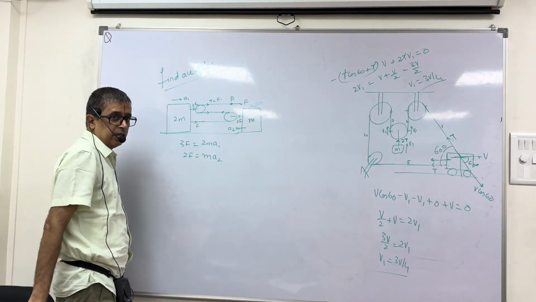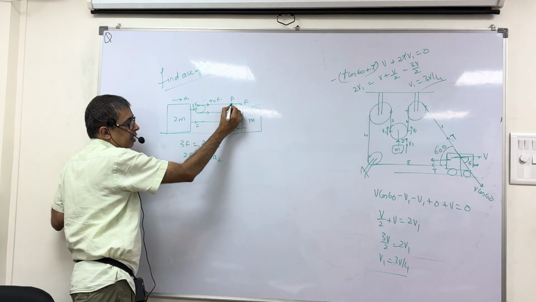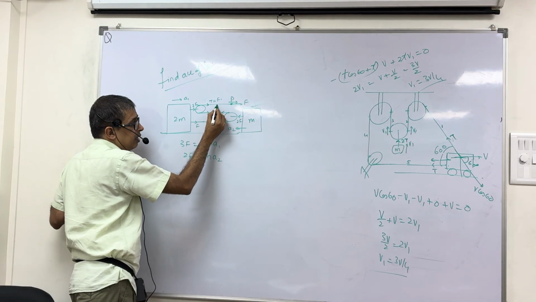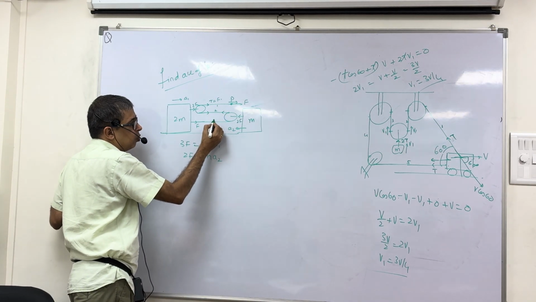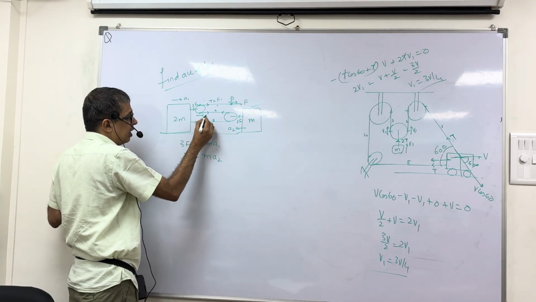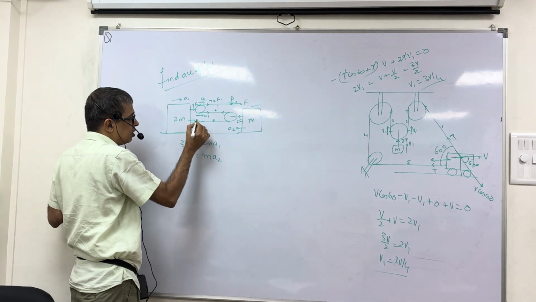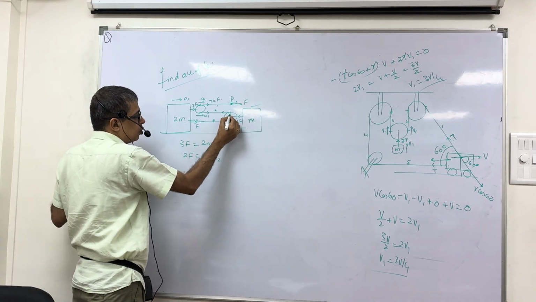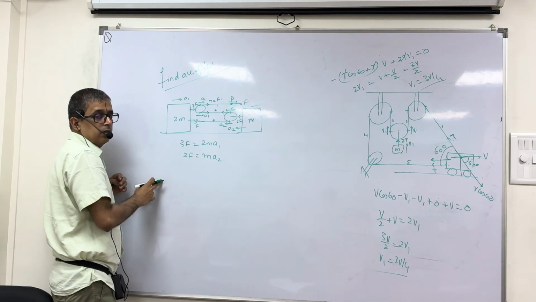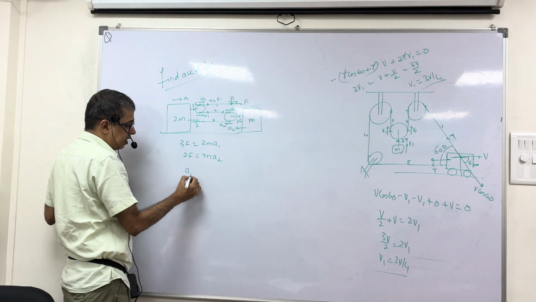Now, have a look. I need the relation between the constraints. Have a look at the constraints carefully. This point has an acceleration of P to the right. This point and this point have an acceleration of A1 to the right. This point also has an acceleration of A1 to the right. These 2 points have an acceleration of A2 to the left.